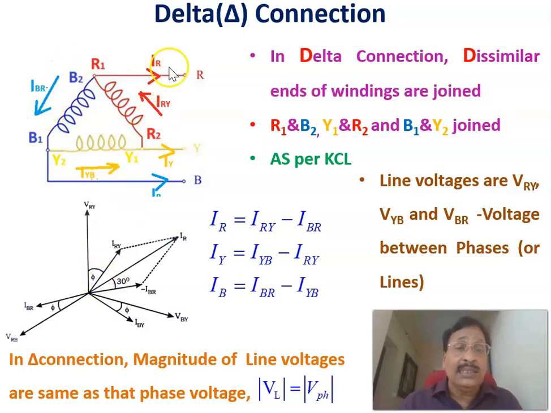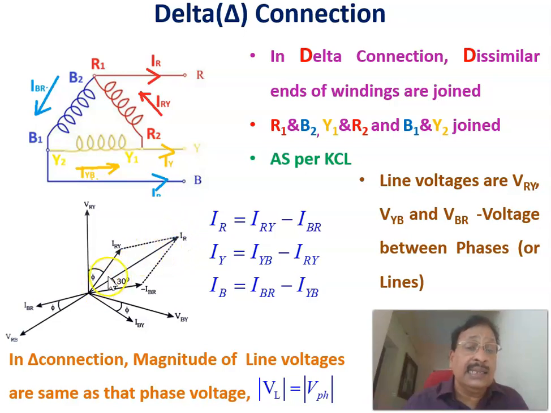You can calculate this line current again as follows. Again, you have to calculate IR: IR equals IRY minus IBR. If you plot the phase currents, the three-phase phase currents have been shown here: IRY, IYB, IBR. These three-phase currents are shown, and in order to calculate IR equal to IRY minus IBR, IRY minus IBR is added here.